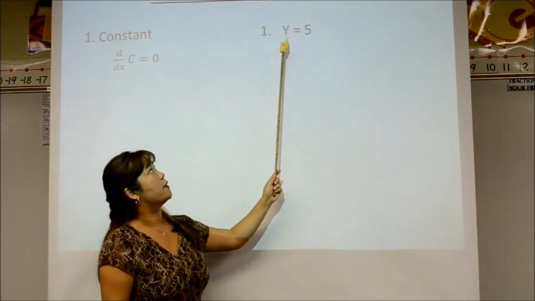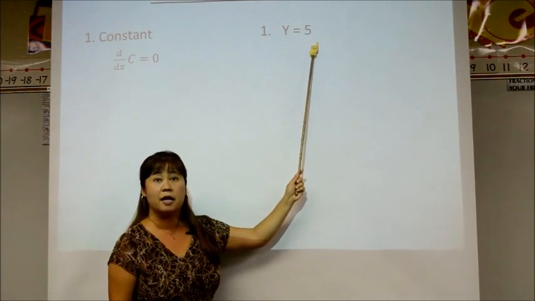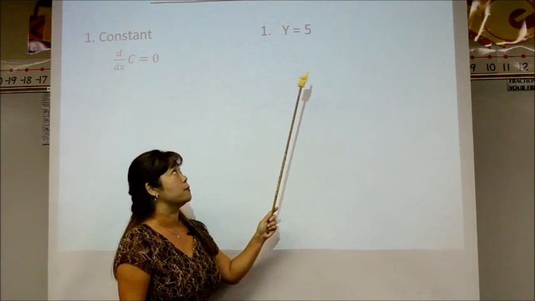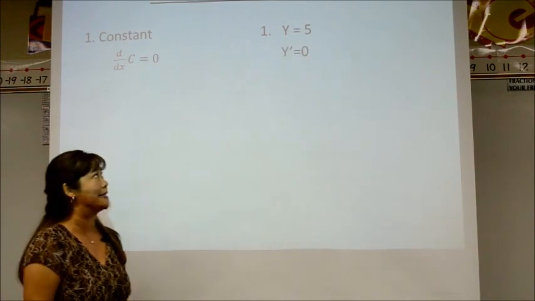Example number 1 we have is a number which is 5, a constant. And if I take the derivative of a constant, we said it was equal to 0. Okay, so that's pretty easy enough.